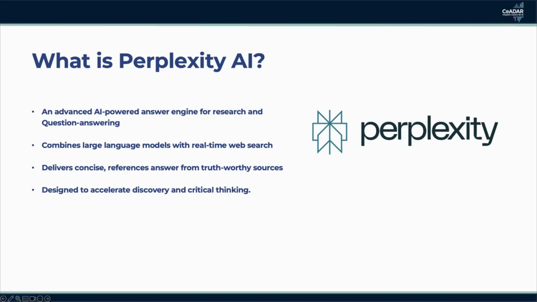Every time we ask a question, the key difference is it pulls the most current information from the web and delivers us concise, referenced answers from trustworthy sources. What I personally love about Perplexity is that it's designed not just to give information, but to accelerate discovery and critical thinking as well. It's built for those users who need fast, reliable answers backed by credible sources. Plus it has a lot of great features, which we are going to see in the upcoming slides and in a demo session.